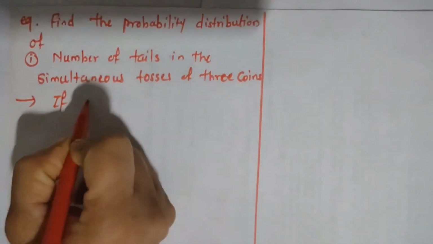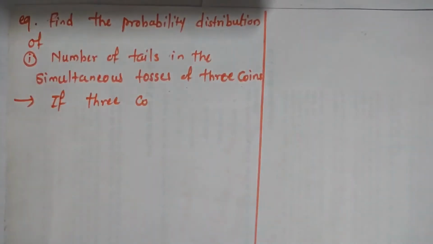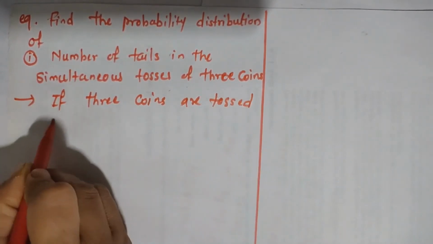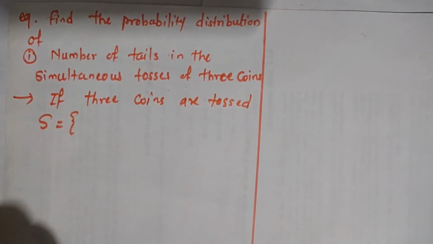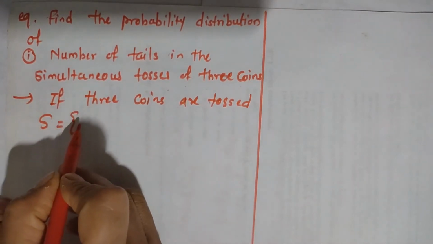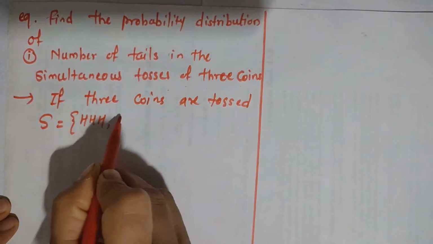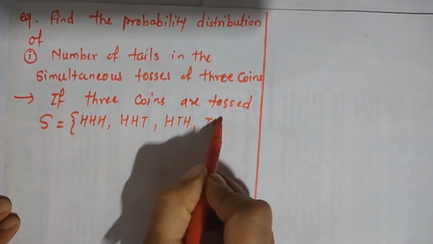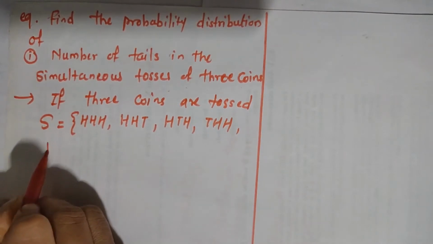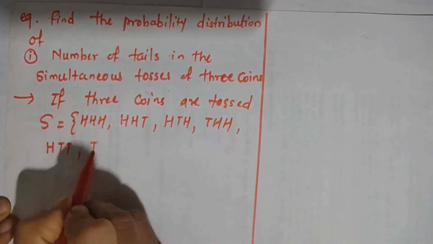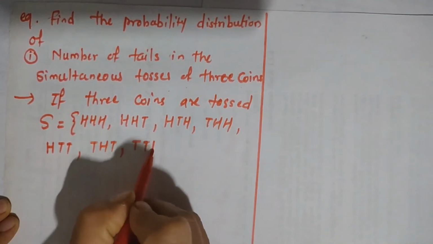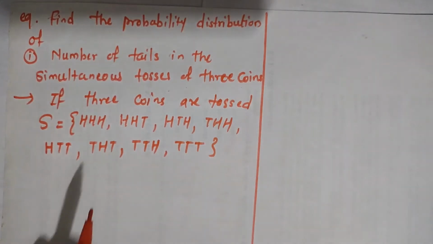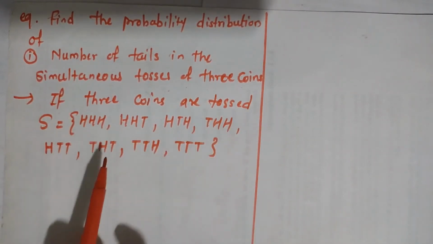If 3 coins are tossed, then the sample space S is equal to the possibilities of heads and tails: HHH, HHT, HTH, fourth possibility THH, next possibility HTT, next possibility THT, next possibility TTH, and the last possibility is all tails, TTT. So the total number of possibilities is 1, 2, 3, 4, 5, 6, 7, 8.